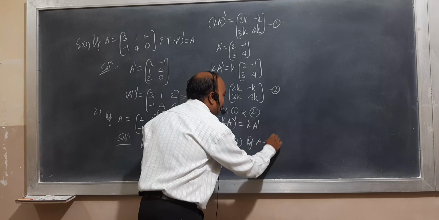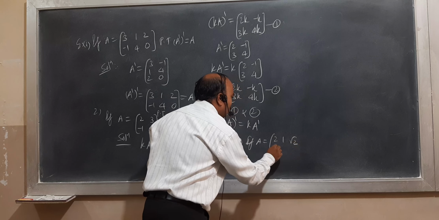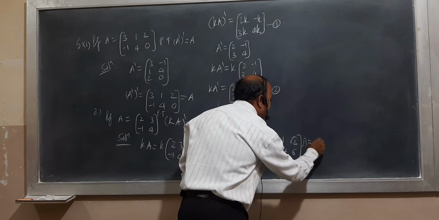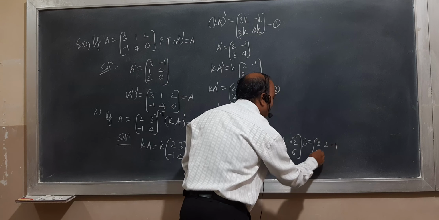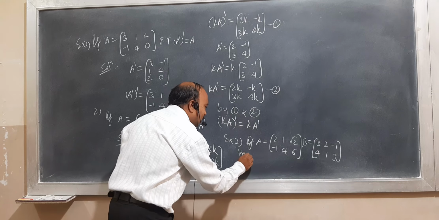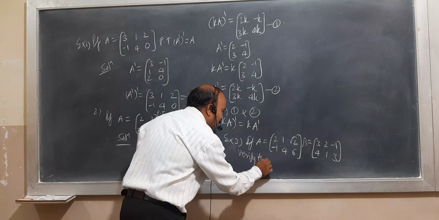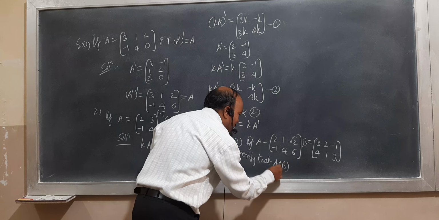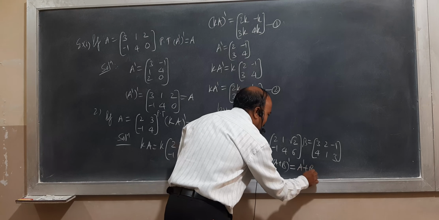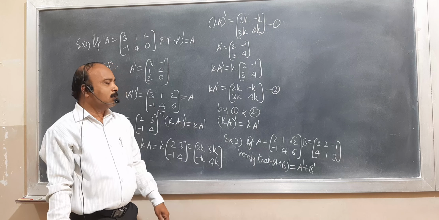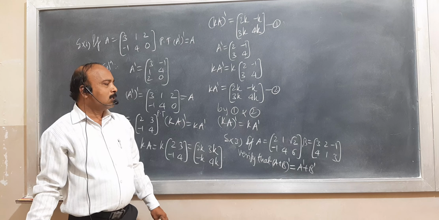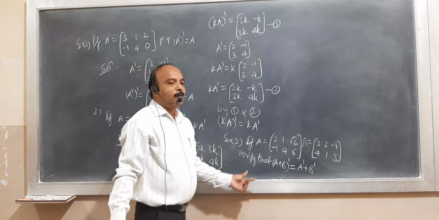If A equals the matrix with rows 2, 1, root 2 and minus 1, 4, 6, and B equals the matrix with rows 3, 2, minus 1 and 4, 1, 3, verify that (A plus B) dash equals A dash plus B dash. It means the transpose of A plus B equals the transpose of A plus the transpose of B. This you can prove. First we go for LHS.